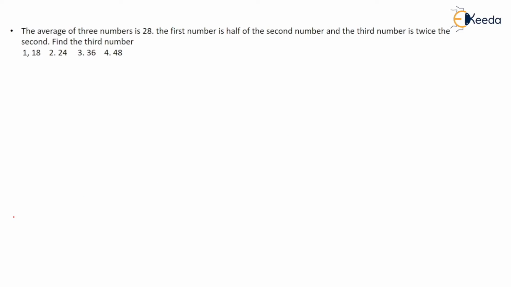Okay, so here is a question. The average of three numbers is 28. Average means the sum of numbers divided by how many numbers there are, three numbers. This is equal to 28. So if you multiply, you get the sum of all the numbers as 28 into 3, that is 84. The first number is half of the second number, so the first is x by 2. The second is x, and the third number is twice the second number, so 2x will be the third number.